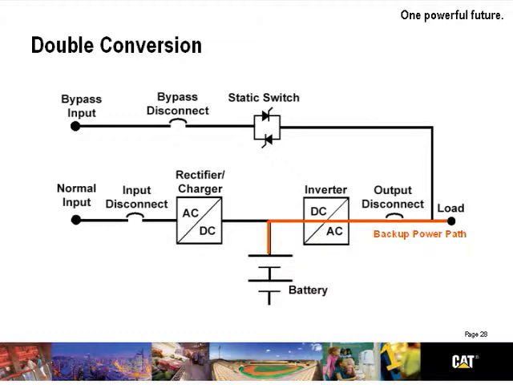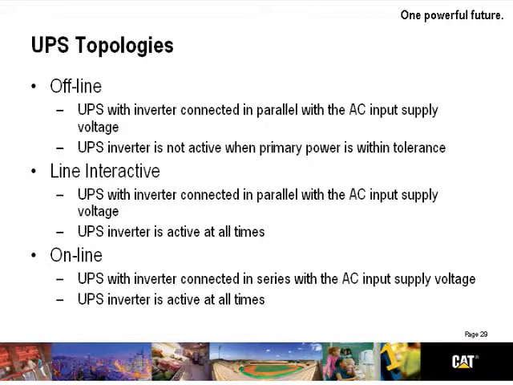So, offline, the UPS inverter is connected in parallel with the AC input voltage. A switch must occur to get to the backup power. As we mentioned a moment ago, great for 5-6 minutes of backup for your PC at home or maybe your plasma TV at home. Great technology for that.